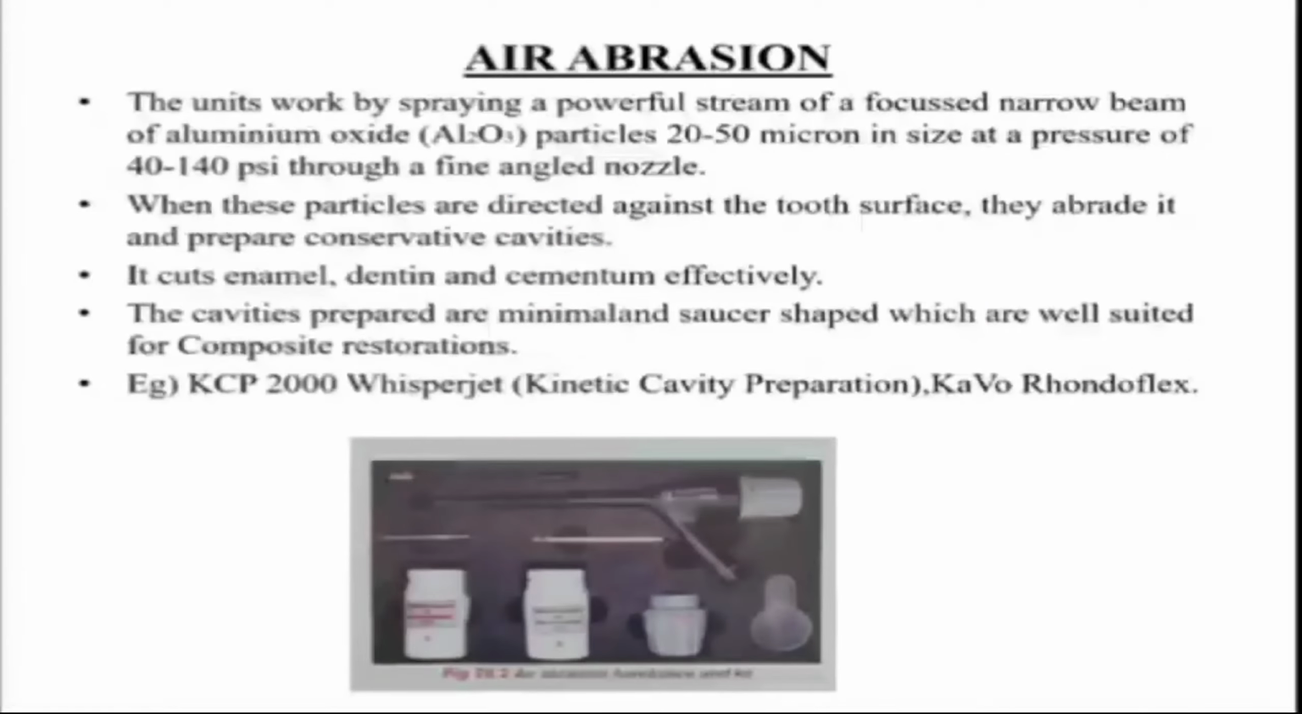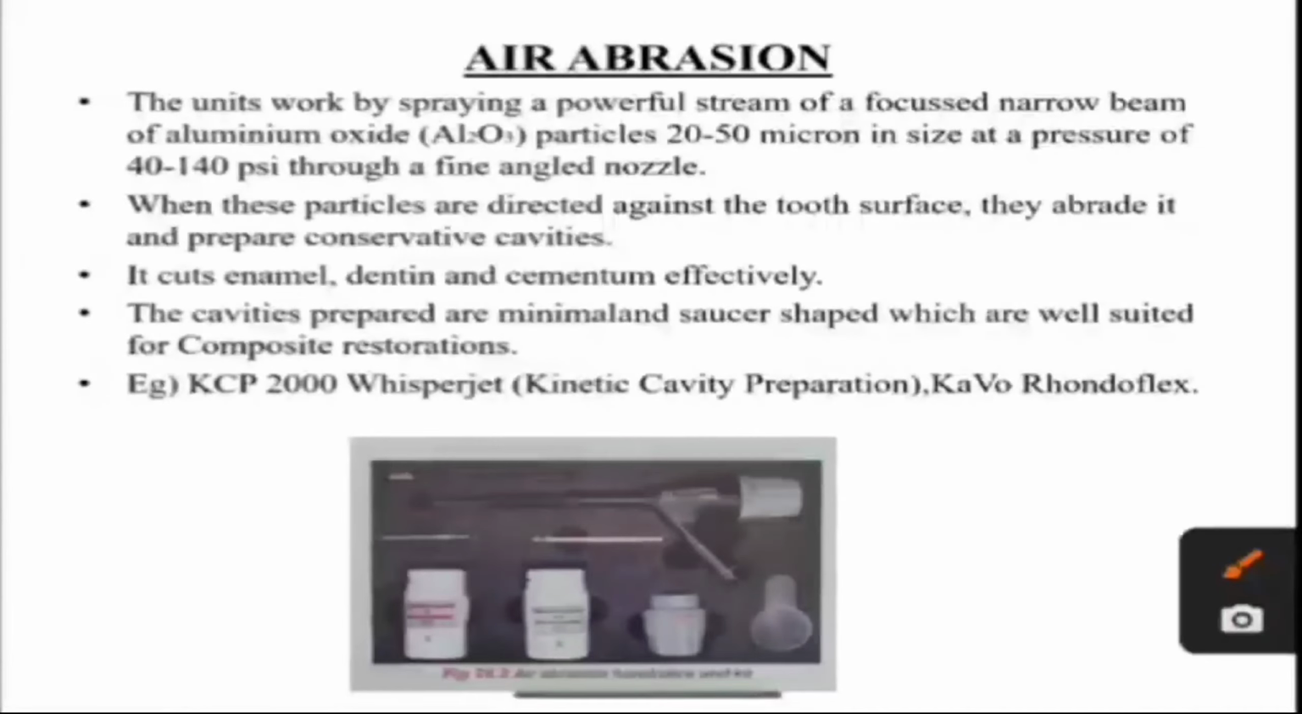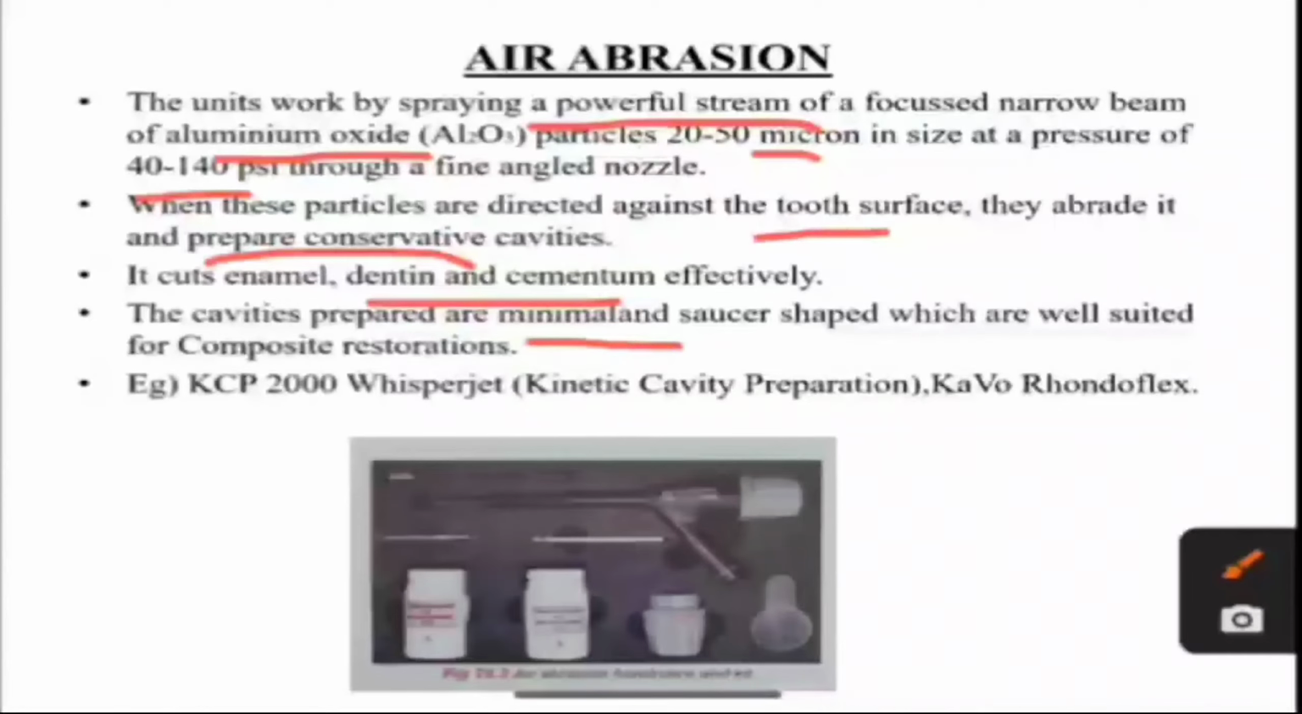Next one is air abrasion. This air abrasion works by spraying a powerful stream of a focused narrow beam of aluminum oxide that is of 20 to 50 micron in size and pressure 40 to 140. When these particles are directed onto the tooth surface, it will abrade and prepare the conservative cavity. So it will cut the enamel, dentine and also cementum. The prepared cavity will be of minimum size and saucer shaped, and it is well suited for composite restoration.